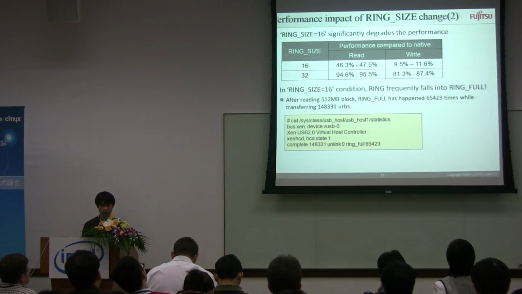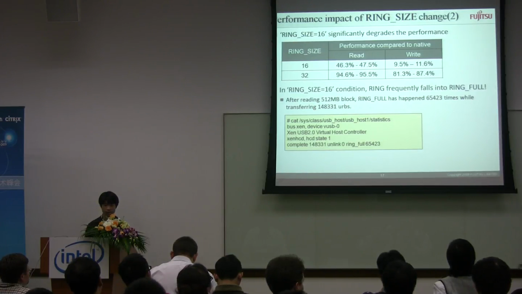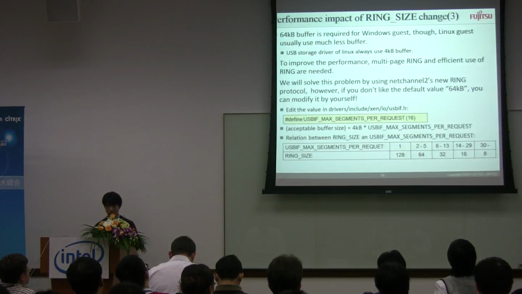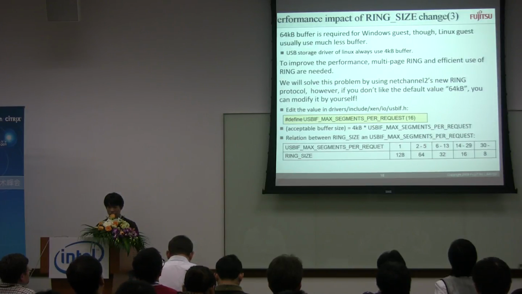Let me summarize the results. The ring size 16 condition significantly degrades the performance. Its performance is about half of the ring size 32 condition, and write performance is even worse. We found that the ring frequently falls into the ring full condition in the ring size equals 16 condition. The URB buffer of 64 size caused considerable performance degradation. A 64 buffer is required for a Windows guest. Linux guests usually use a much smaller buffer.